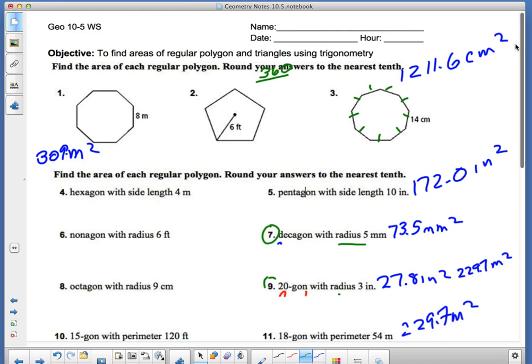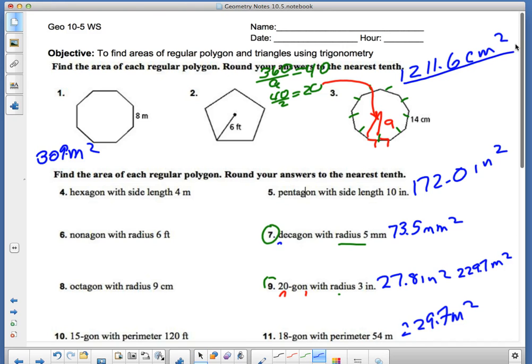360 divided by 9 gives me 40. Cutting 40 in half gives me 20. People are like, why is he doing that? Because I've got to find the angle that I'm making here for my right triangle. And I've got my apothem. What's half of 14? 7. So we've got the 7 going. That's half my side. So this side is 7, and so is that. Now I've got the information I need to find the apothem.